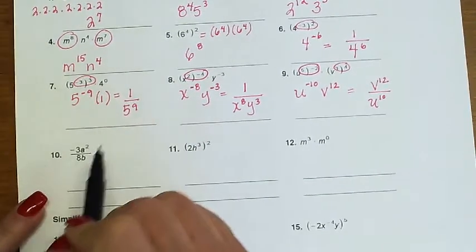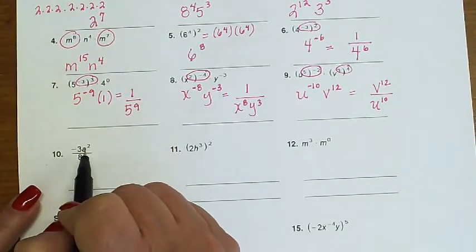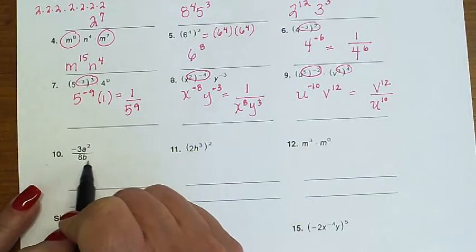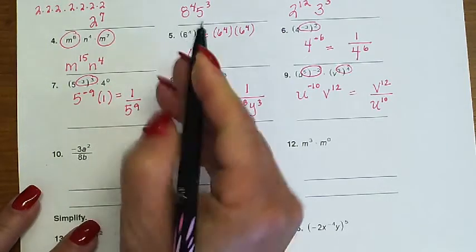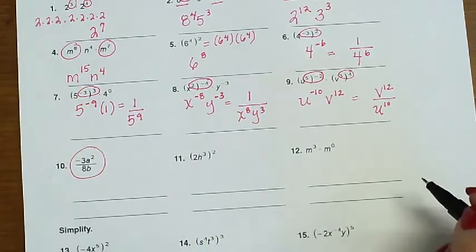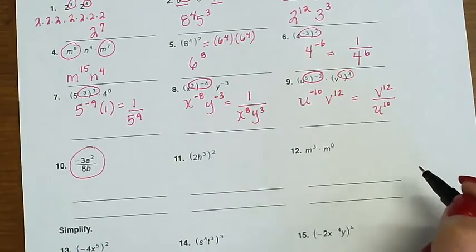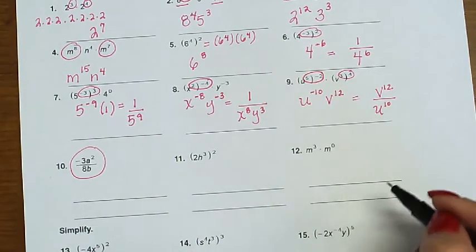Okay, now for number 10, I've got negative 3a to the second divided by 8b. I actually can't do anything else with this problem. There's nothing to combine. There's not a power raised to a power, and so that is going to be it.